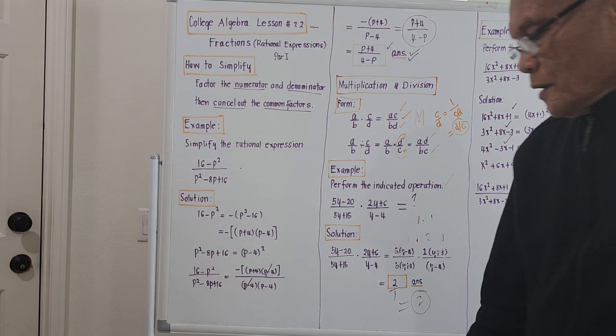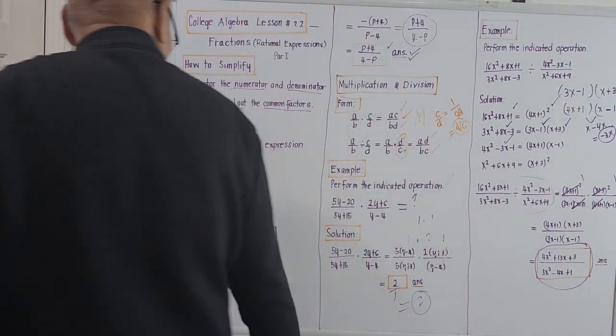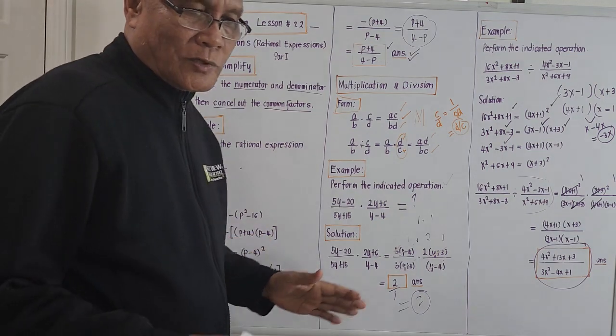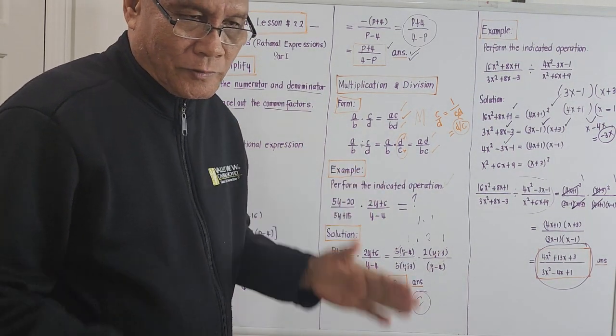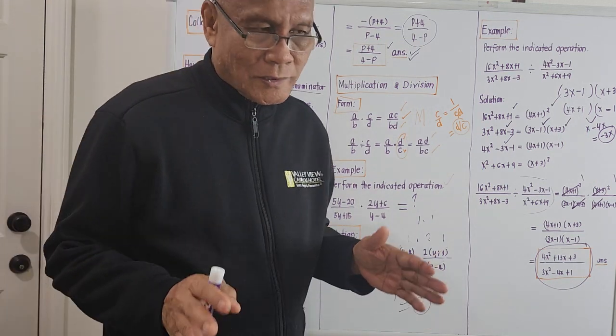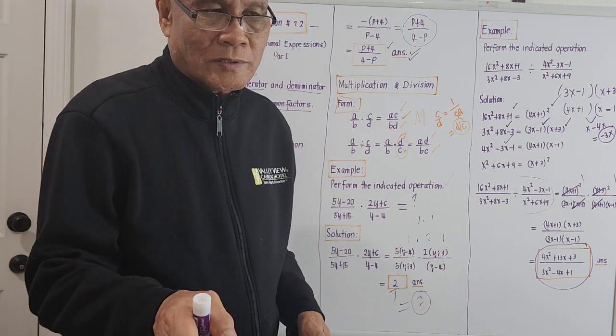Okay guys, that's how we perform fraction division. So the concept of the solution is our knowledge of the so-called special products and factoring. Okay, so for those of you who are starting to study college algebra, this is for you guys.